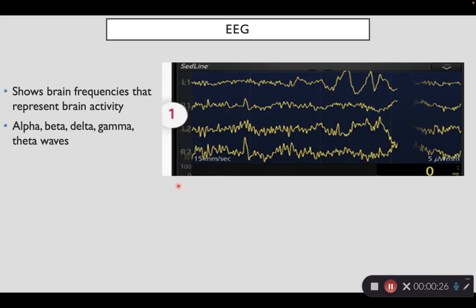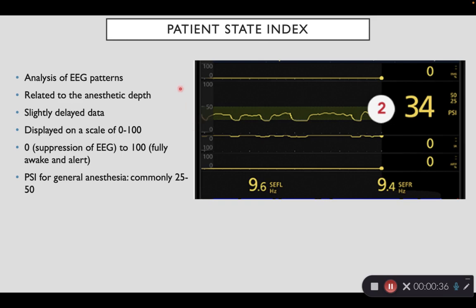The first component is the EEG, and this shows brain frequencies that represent brain activity. This includes the alpha, beta, delta, gamma, and theta waves, and you can see here that both the left and right hemispheres are shown. The next component is the PSI, and this is an analysis of EEG patterns.